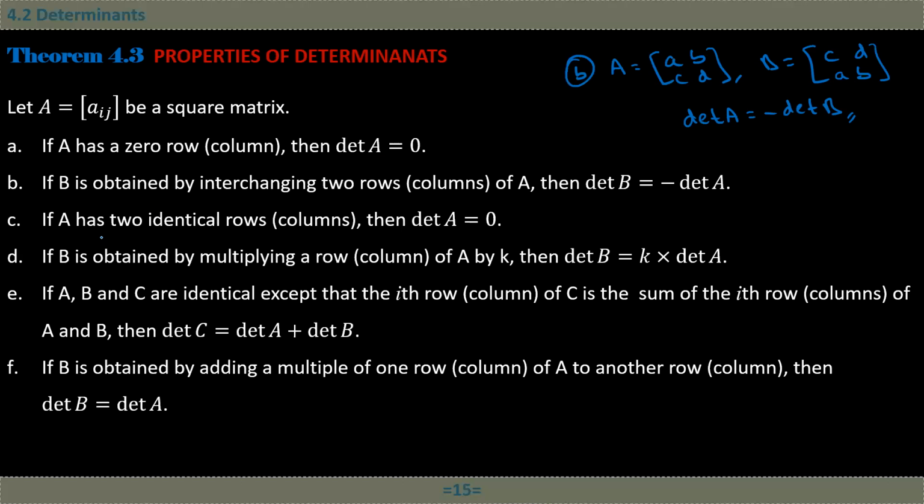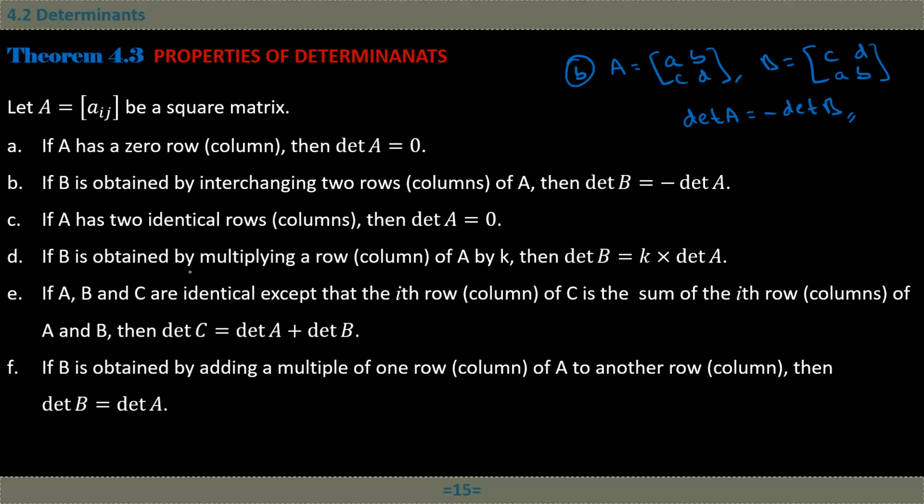Third one, if A has two identical rows or columns, then the determinant of A is equal to 0. Let's say here we have A, B and also here we have A, B. Two rows are the same. It contains two rows which are exactly the same. Then we don't have to evaluate the determinant. It's always equal to 0.